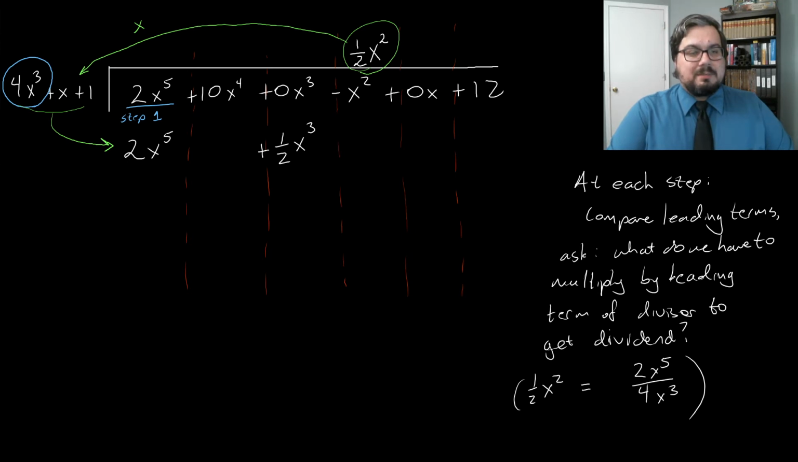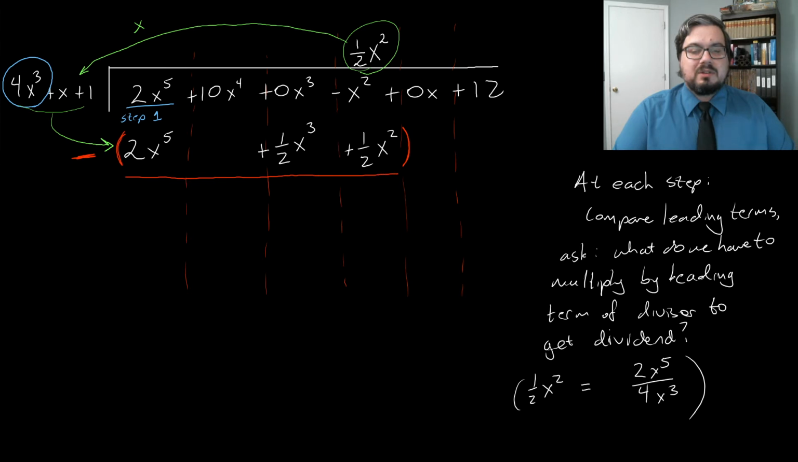So 1/2 x squared times x is 1/2 x cubed, and then 1/2 x squared times 1 is 1/2 x squared. All right, so we found our proper term in the quotient, multiplied by our divisor, got our product down below. Now we need to subtract. And this is the step that often trips up students when first working with this algorithm. You need to make sure that you are subtracting every one of these terms.